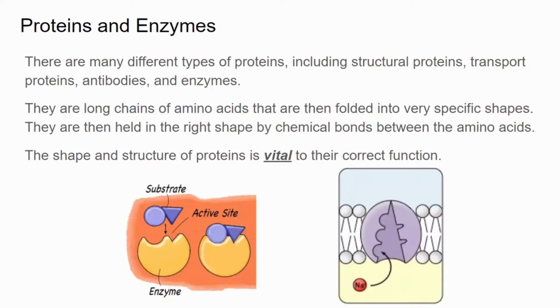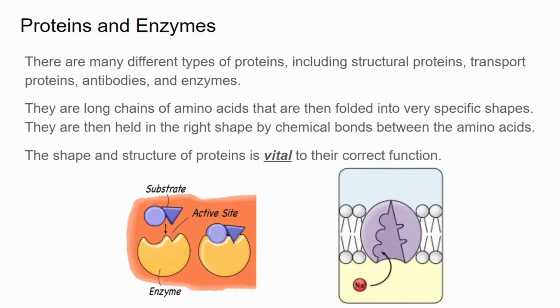Let's have a look at proteins and enzymes. They're absolutely vital to the survival of any cell. Cells are made of mostly different types of proteins. There are different types of proteins, and some of these are structural proteins, antibodies, signaling proteins, and enzymes. We covered off a lot in the gene expression topic, but just to jog your memory, proteins are long chains of amino acids that are then folded up into very specific shapes.